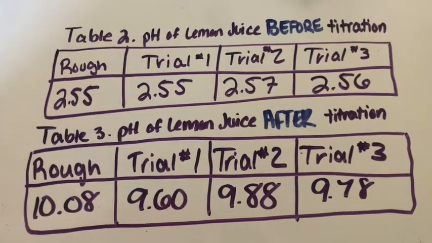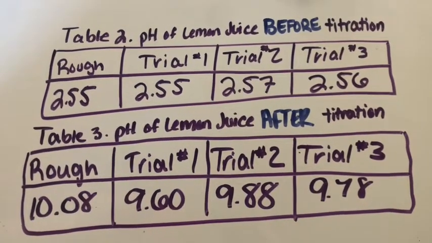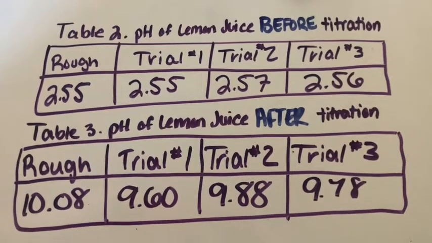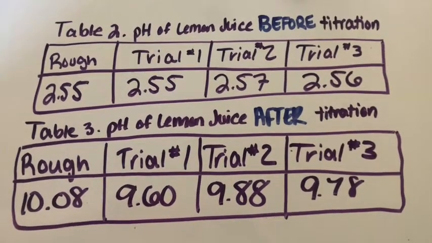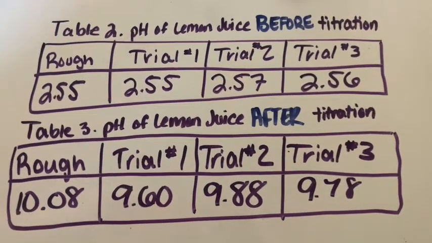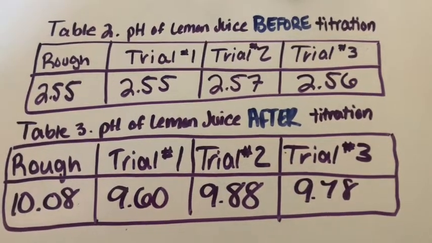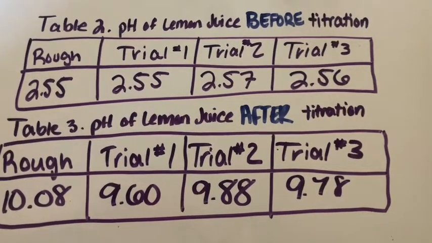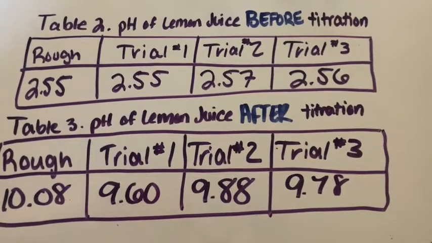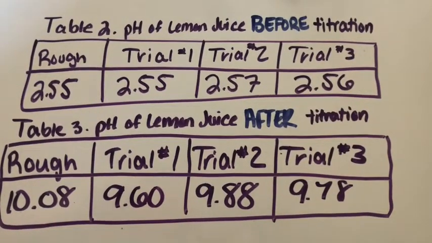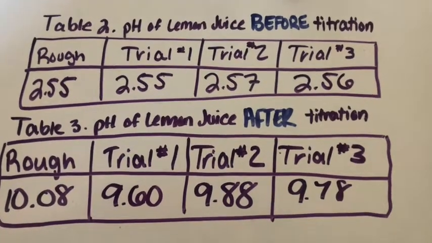In the laboratory manual, it has Table 2 and Table 3, which shows the comparison of the pH of lemon juice before and the pH of lemon juice after titration. Before titration, the lemon juice pH was roughly around 2.55 to 2.57. After titration, the pH of lemon juice went between 9.6 and 10.08. So as you can tell, after the titration, the pH goes up so that there's a base present.